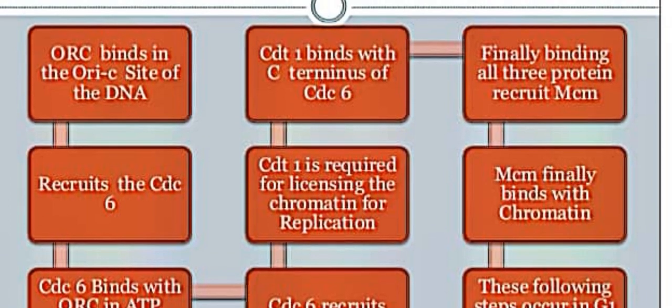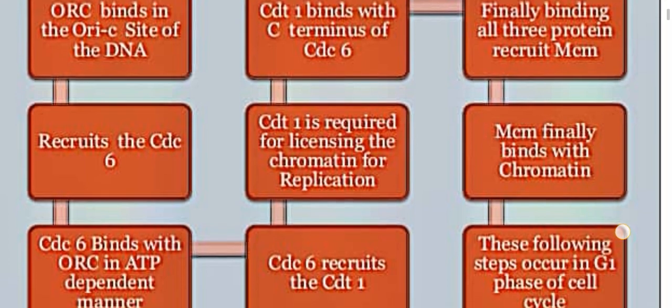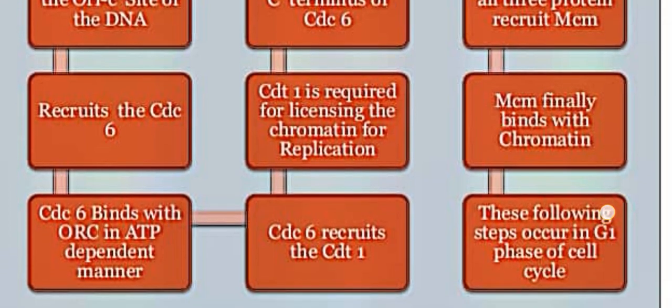CDT1 binds with the C terminus of CDC6. CDT1 is required for licensing the chromatin for replication. CDC6 recruits the CDT1.